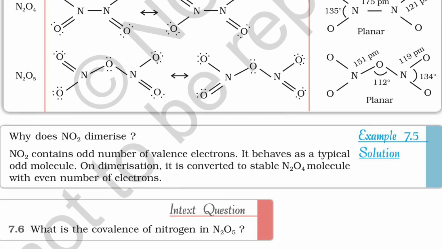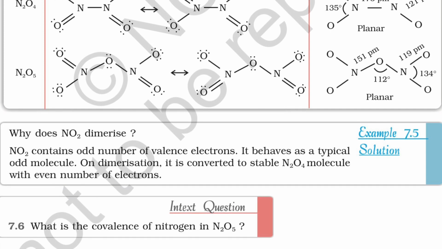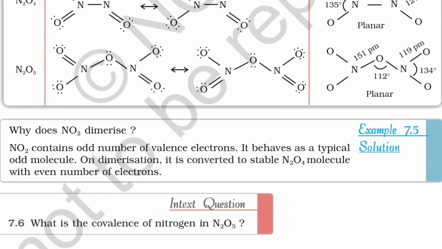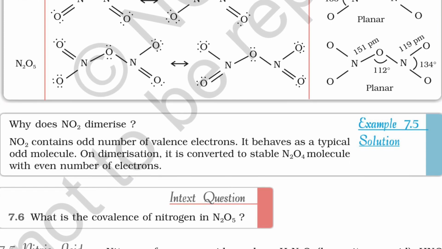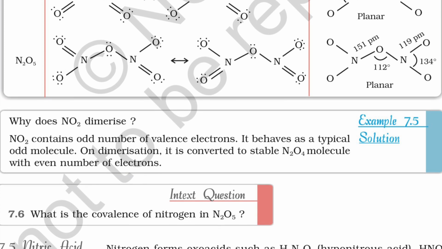Why does NO2 dimerize? NO2 contains an odd number of valence electrons. It behaves as a typical odd molecule. On dimerization, it is converted to stable N2O4 molecule with even number of electrons. Fine.